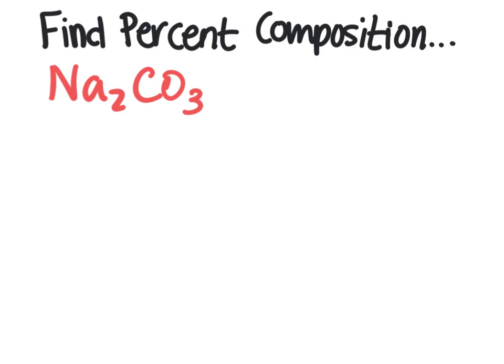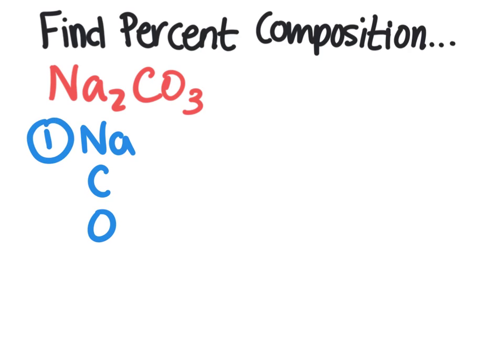So let's do an example with sodium carbonate. In this compound, we have Na, C, and O. So for step 1, we need to find mass times how many for each of those. On my periodic table, I see that sodium has a mass of approximately 23. Carbon has a mass of 12. And oxygen has a mass of 16.